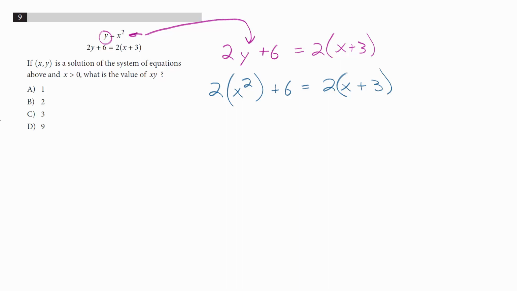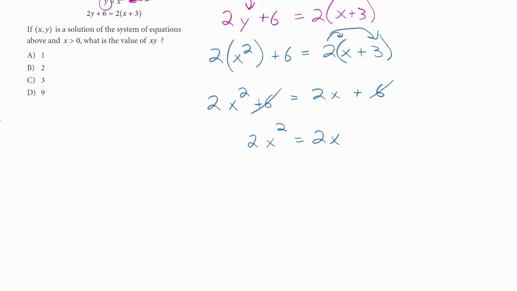Okay, now we have one equation and one unknown. So let's expand everything and solve the equation. 2x squared plus 6 is equal to 2x plus 6. On both sides of the equation we have a 6 and a 6, so those can cancel, so we're left with 2x squared is equal to 2x.